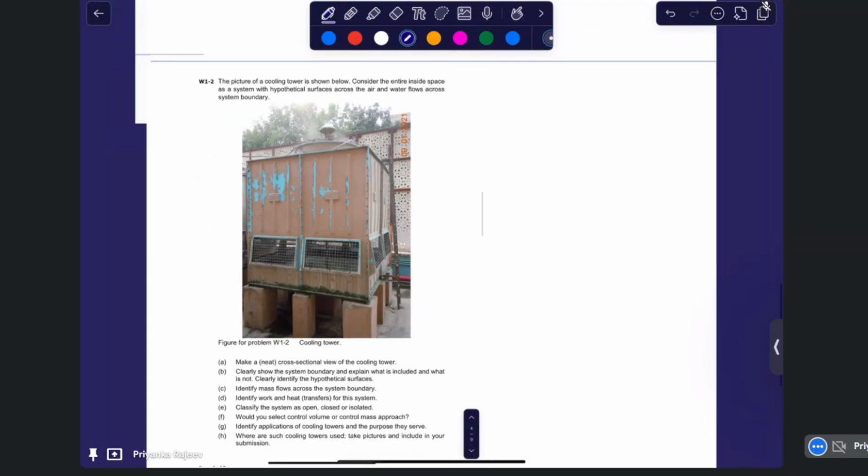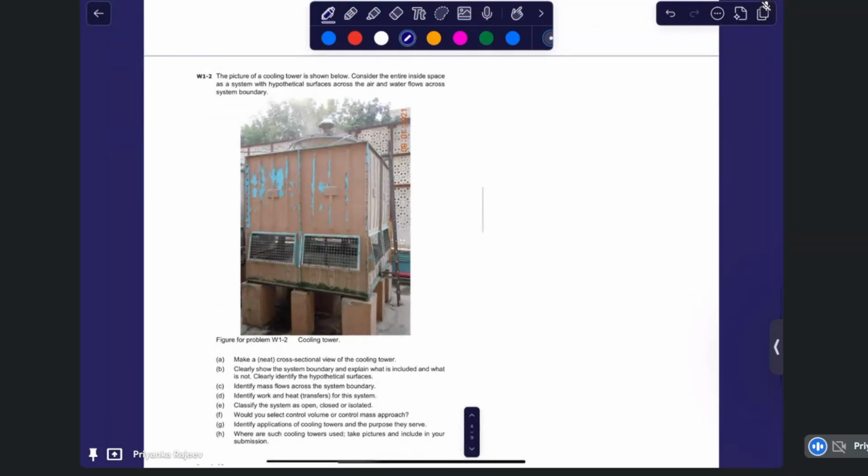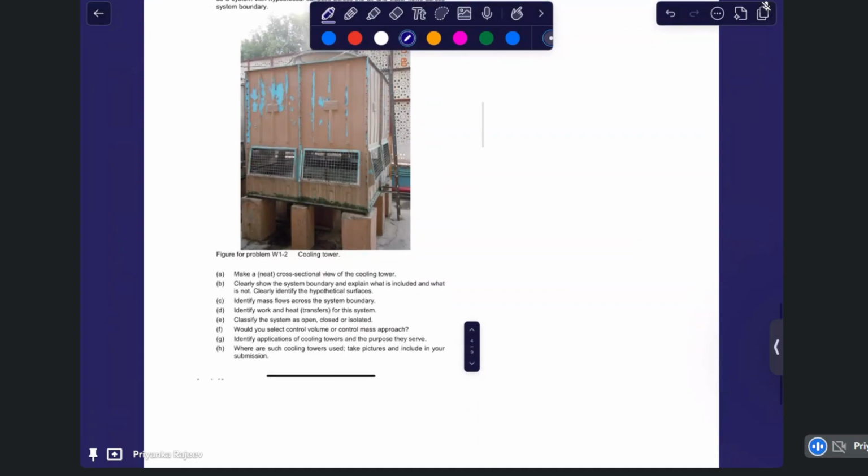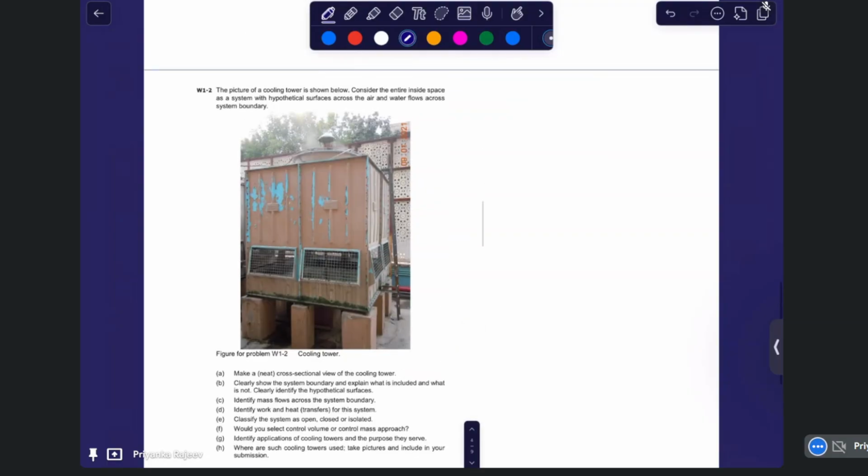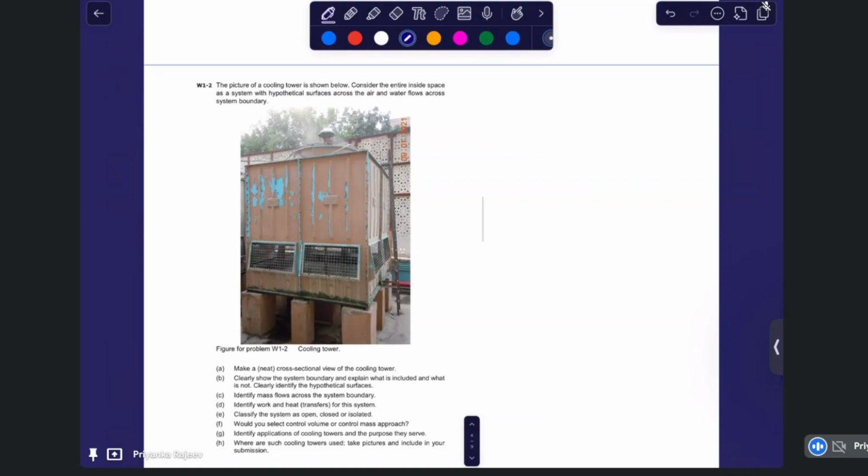So, a picture of a cooling tower is shown below. Consider the entire inside space as a system with hypothetical surfaces across the air and water. Surfaces across which the air and water flow cross the system boundary. Now make a cross-sectional view of the cooling tower. So I'm assuming it's something like this. This is a cross section of the cooling tower.